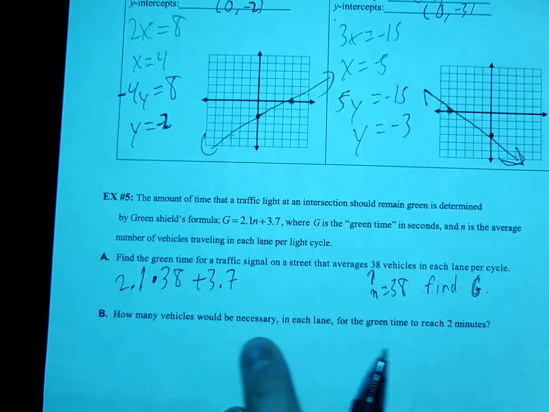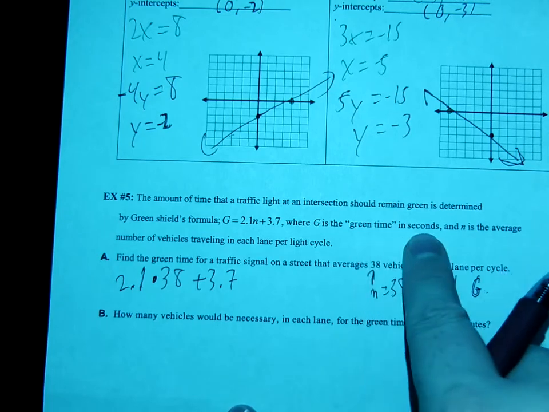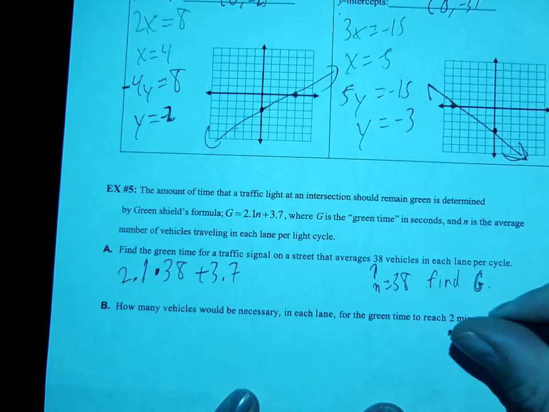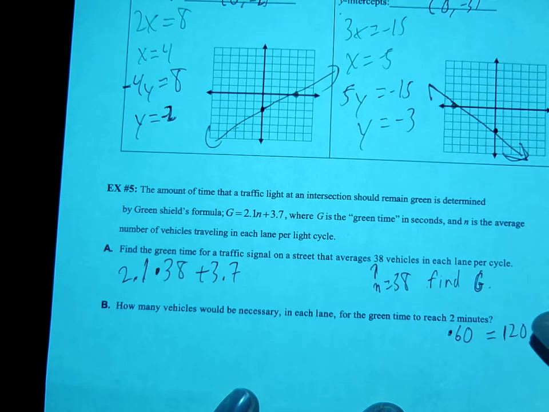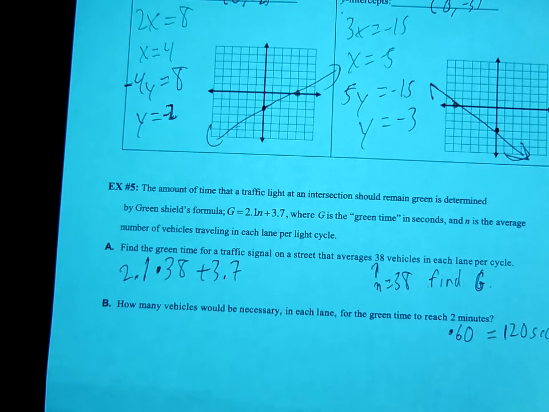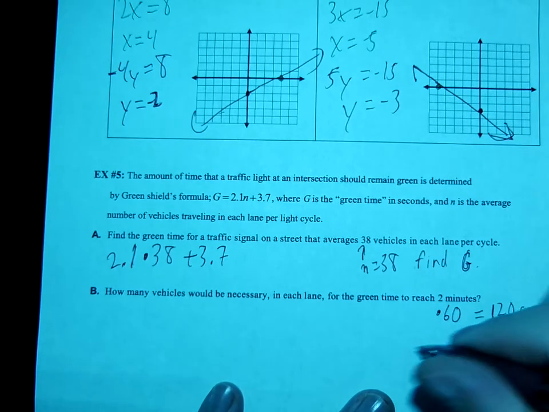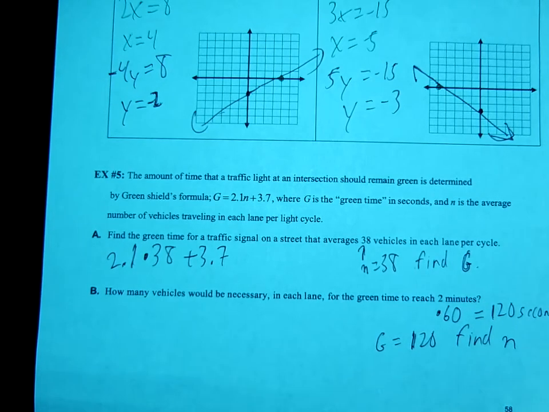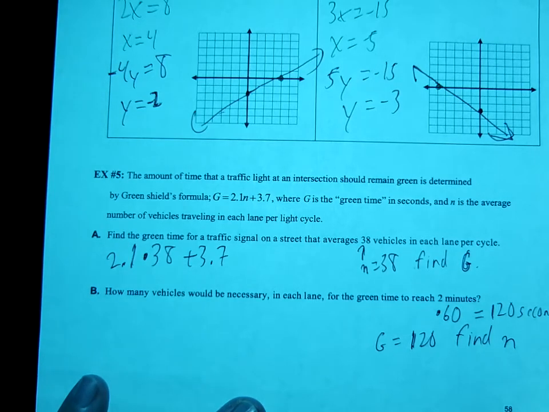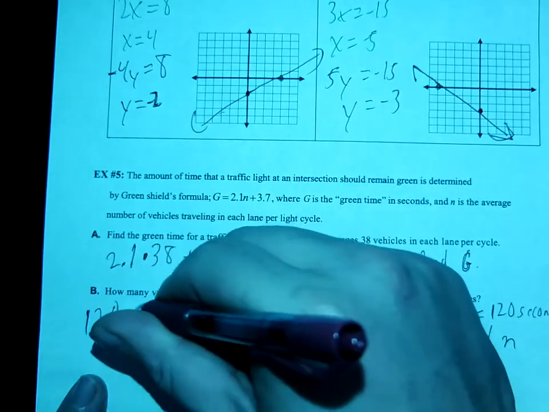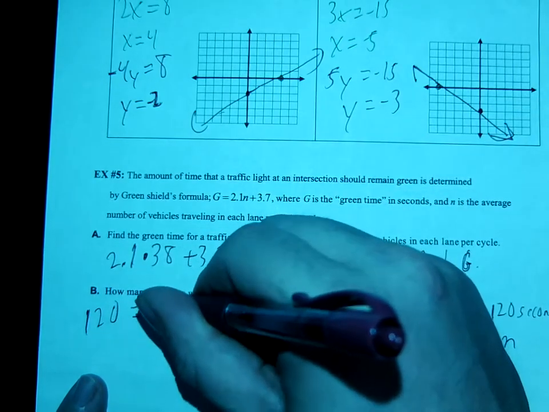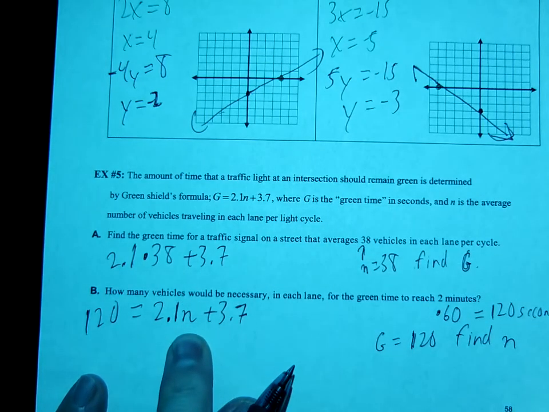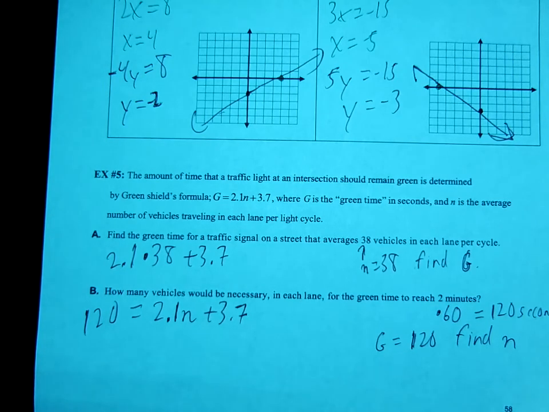Next one here. How many vehicles will be necessary in each lane for the green time to reach 2 minutes? The green time should be in seconds, not in minutes. So we'll start by converting this into seconds. So I'm going to multiply this by 60. That's equal to 120 seconds. 60 seconds per minute. So what this one is saying is that G is equal to 120, find N. Alright, so if G is 120, 120 is equal to 2.1 times N plus 3.7. You're going to solve that one for N. I'll let you guys do that yourselves. You don't need me to go through that with you.